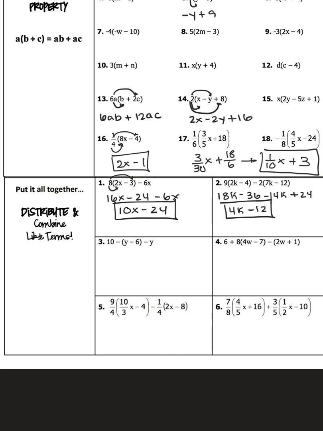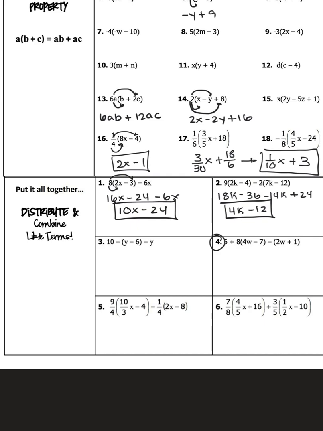Alright, so now I want you to pause the video and try number 4 for me. That's 6 plus 8 times 4w minus 7 minus 2w plus 1. So you're going to have to distribute twice here and then combine like terms.